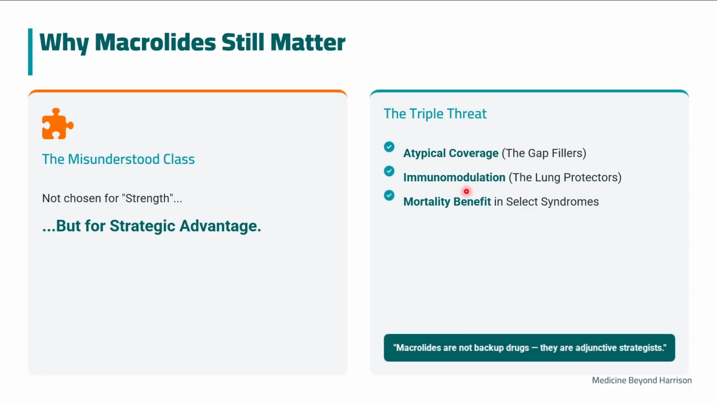It is used for immunomodulation. Macrolides such as clarithromycin and azithromycin have immunomodulatory action. They reduce the effect of cytokines, act as a lung protector, and increase the surfactant effect. So there is a mortality benefit in selected syndromes. These are not backup drugs; they are adjunctive strategies in select cases.